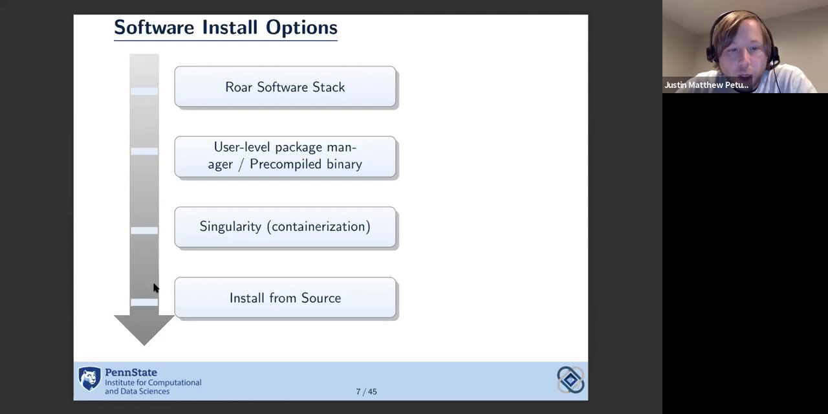So as you walk your way down here, while it can be more challenging to install, compile, build software from source, that also gives you the most number of knobs to tweak and to turn in order to make your compilation, to make your installation as optimal as possible. So as I mentioned, we're going to hit on each of these items individually in detail, and also with a hands-on component.